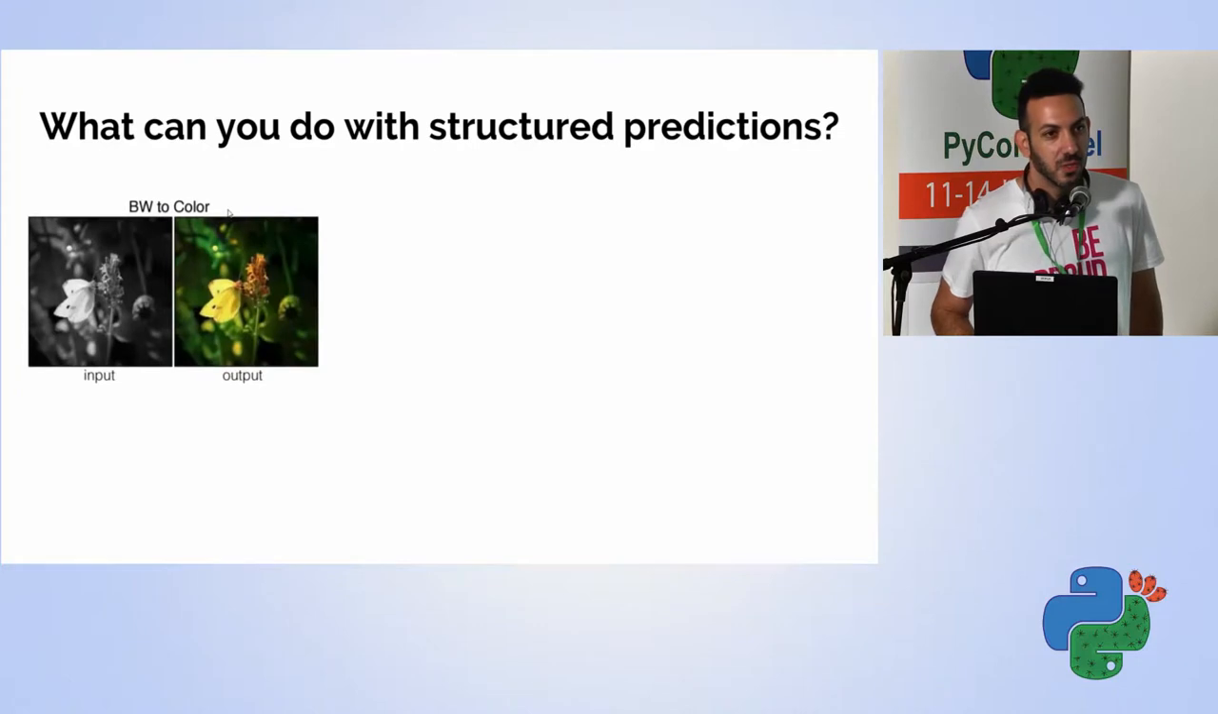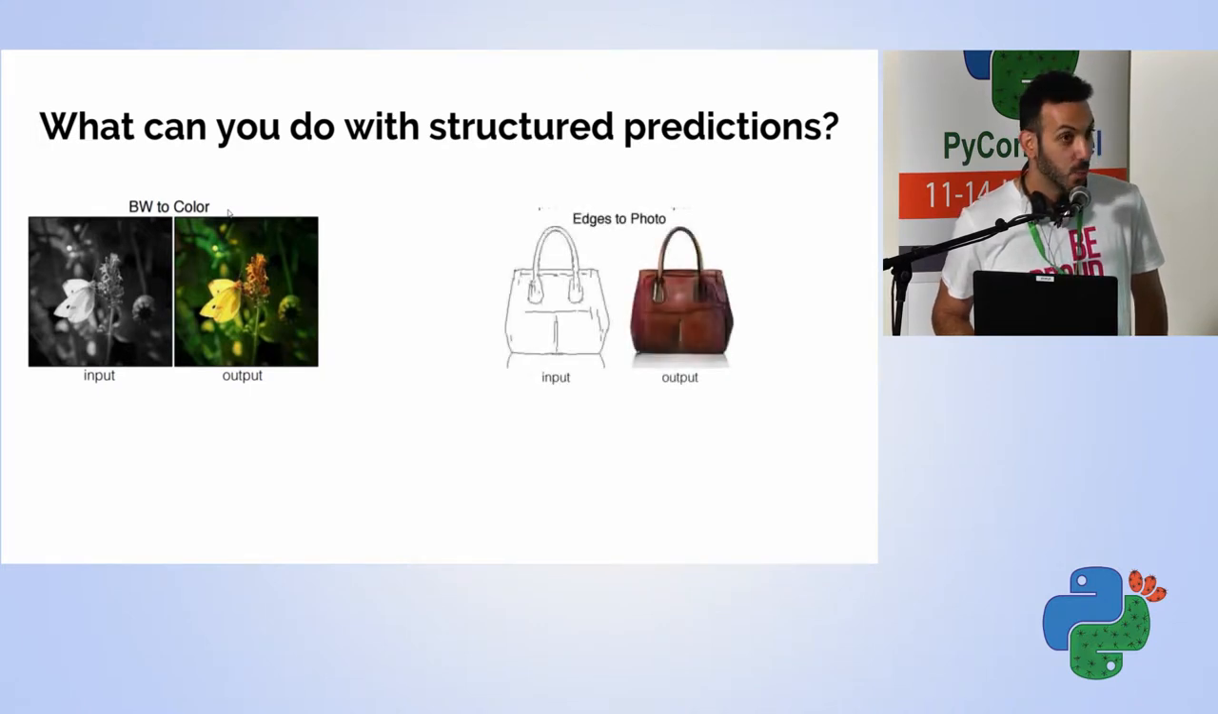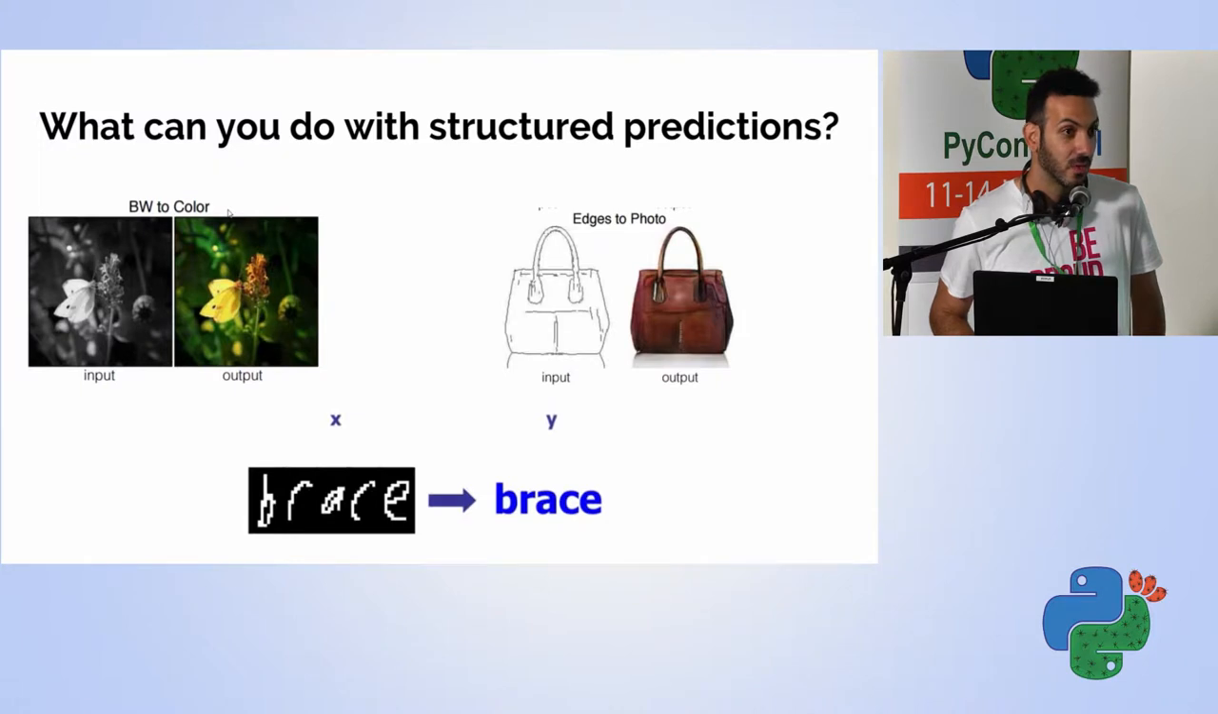So what can you do with structure prediction? A lot of cool stuff, much cooler than classification or regression. For example, this is colorization, black and white to color. This is edges to real image, and this is OCR, but for a whole word. You take an image and you need to output a word. Sometimes your OCR won't recognize each character correctly, but it will look at the dictionary and see what makes sense.